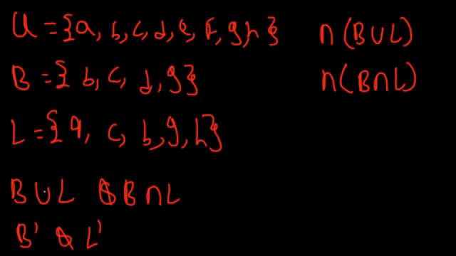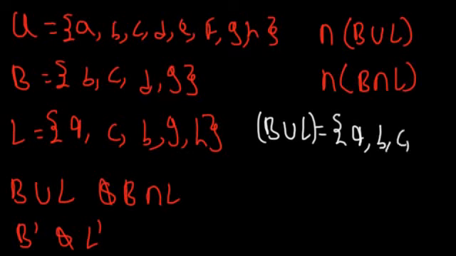Now for B union L, what will be our result? B union L is a set that includes elements in either B or L. So therefore B union L will be equal to A, B, C, D, then G, and H. So that should be B union L.